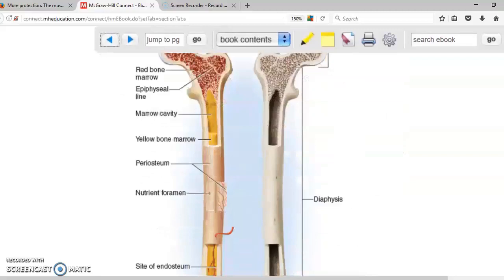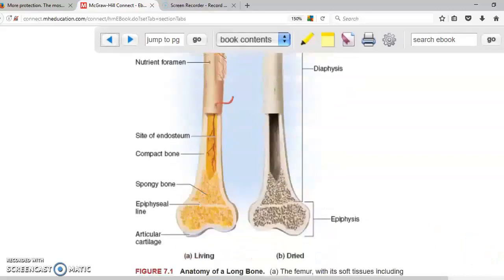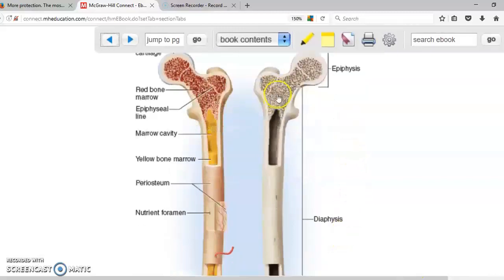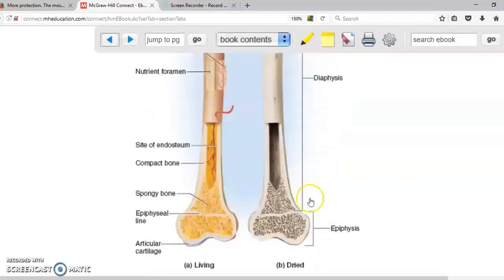In this figure, you can clearly see that the outside, all this area, is going to be compact. The inside is spongy. In the case of long bones, the top of the bone is the epiphysis, the middle of the bone is the diaphysis, and the bottom of the bone, again, is going to be epiphysis. So there are two epiphyses and one diaphysis. This is the femur. This epiphysis is the one that is going to be closer to your body, so therefore this is going to be the proximal epiphysis. And this one is going to be far away from your body compared to the other epiphysis, so therefore this is going to be the distal epiphysis.